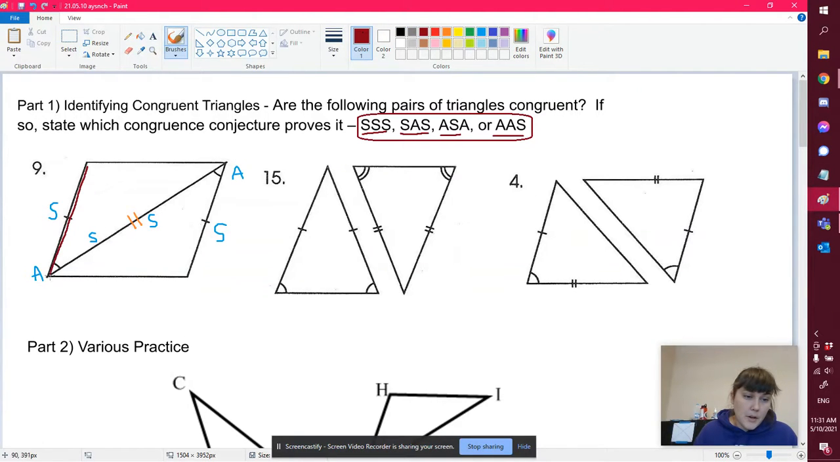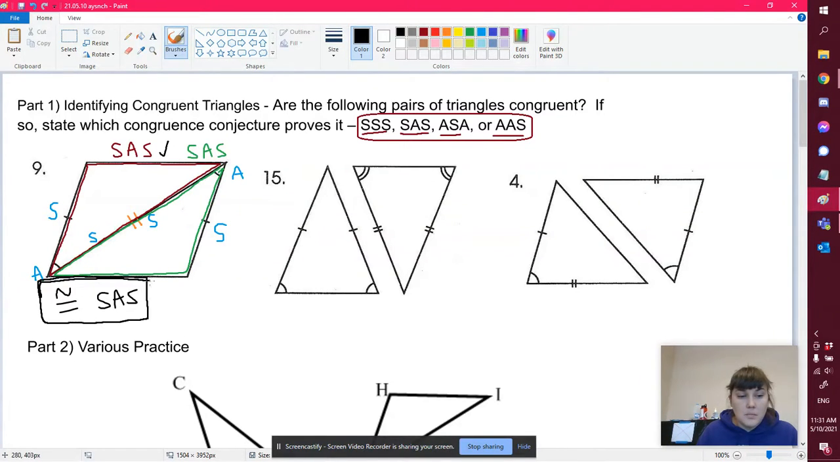When we're looking at this maroon triangle, we have a side, an angle, and then a side where the angle is in between. And when we look at this green triangle, we've got a side, angle, and side again, where the angle is in between. So these are congruent by side, angle, side, which is how we would write this. Again, whenever a triangle shares a side, we say that it's congruent to itself, so you get to count that as one of the sides.